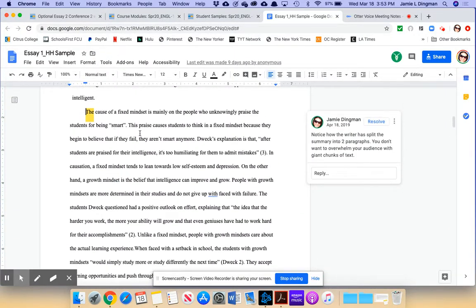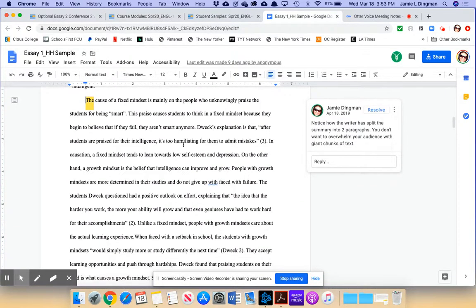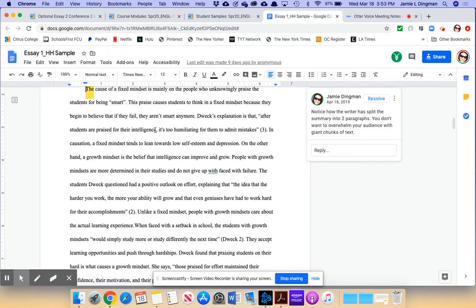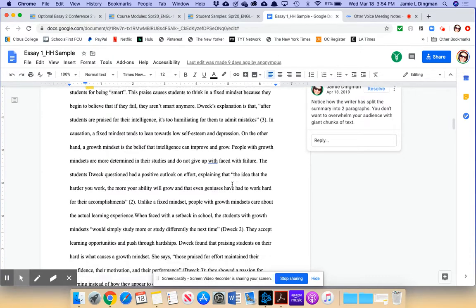Okay. The cause of a fixed mindset is mainly on the people who unknowingly praise the students for being smart. This praise causes students to think in a fixed mindset because they begin to believe that if they fail, they aren't smart anymore. Dweck's explanation is that, quote, after students are praised for their intelligence, it's too humiliating for them to admit mistakes, end quote. Again, good weaving of quotes, proper citations, it's working. In causation, a fixed mindset tends to lean towards low self-esteem and depression.